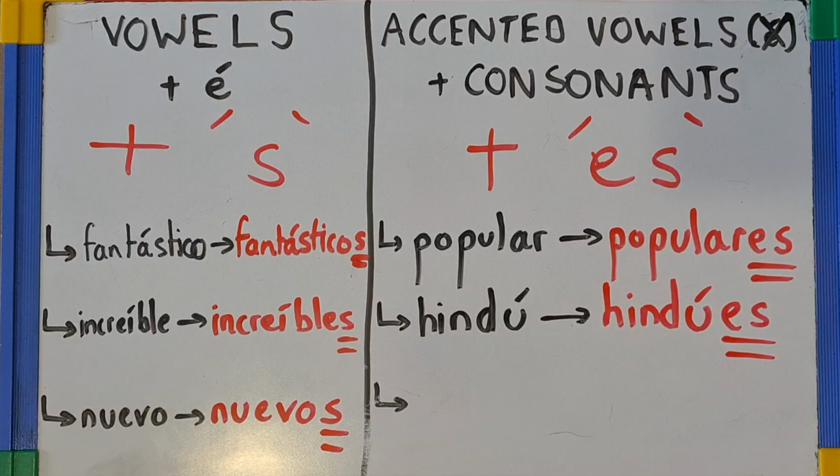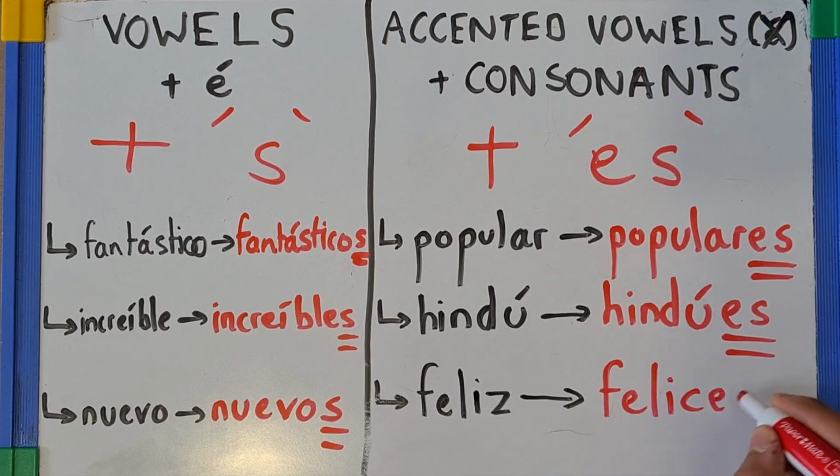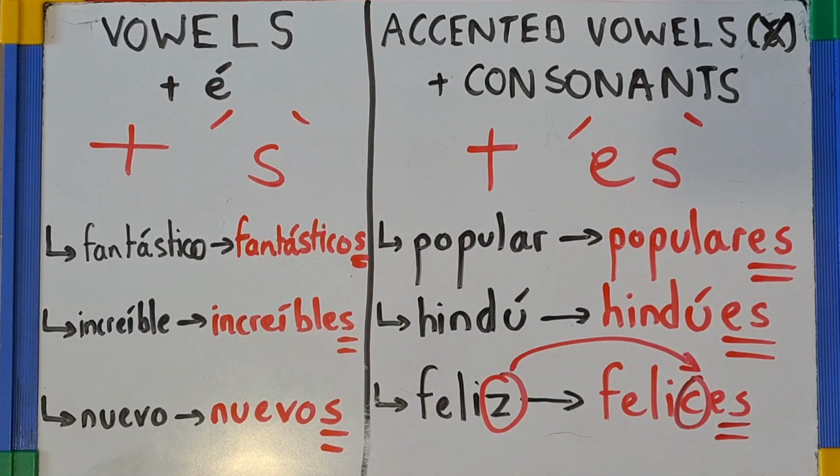Again, there is the same caveat when a singular adjective ends in the letter Z. Let's take feliz as an example, the Spanish word for happy. We still add an ES to the end, but in the plural, the Z switches to a C. It goes from feliz to felices. One more time. Feliz to felices.